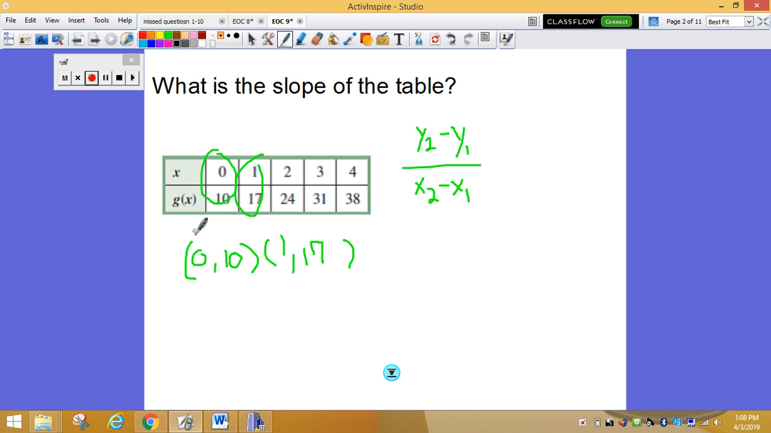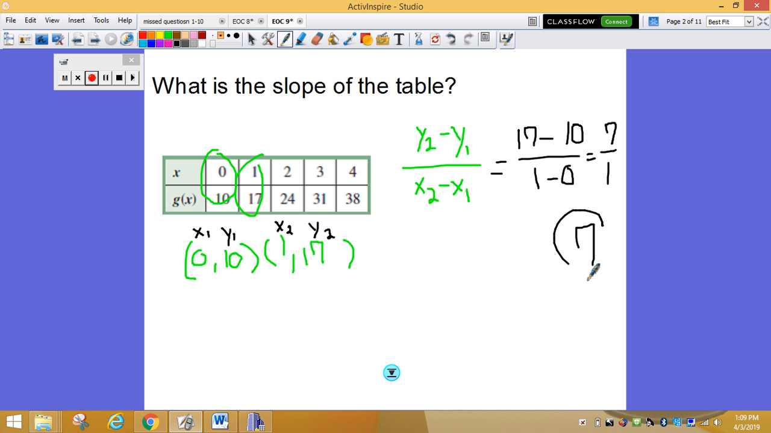And remember, we label them as x's and y's. Ordered pairs always go x and y. And then these get 1s, and these get 2s. And then it's just a fill in the blank game. So y2 is 17, minus y1 is 10. On bottom, x2 is 1, and x1 is 0. Now I'm going to subtract. 17 minus 10 is 7. 1 minus 0 is 1. And we're going to divide those. 7 divided by 1 is 7. So the slope of that table is 7.